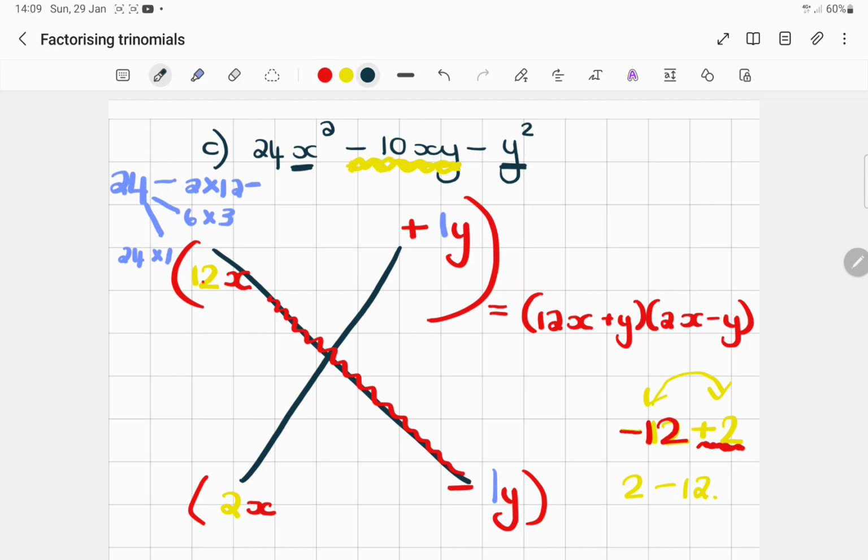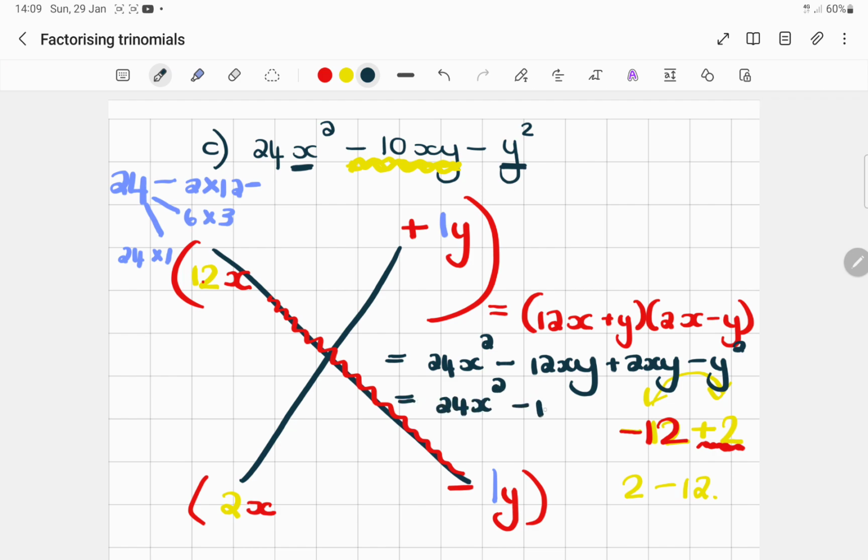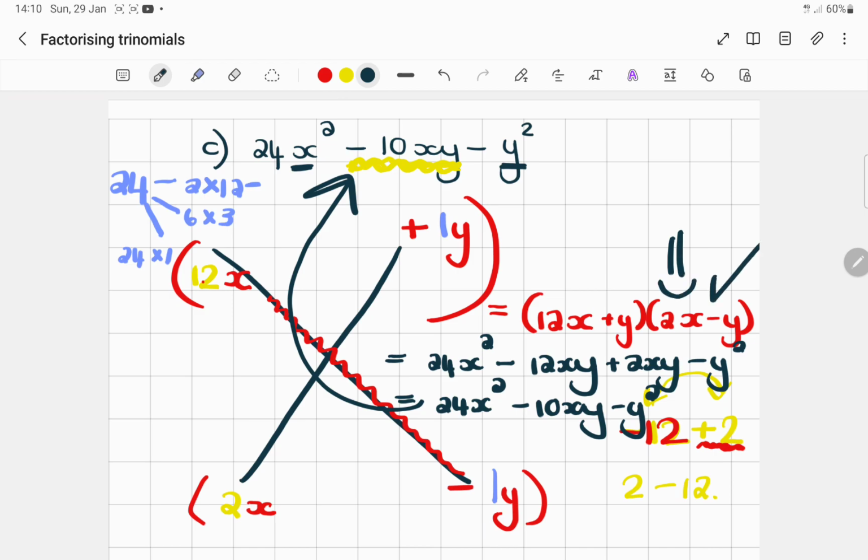So I'm just going to test it again. 12x times 2x is 24x squared minus 12xy plus 2xy minus y squared. And if you simplify that, 24x squared, minus 12 plus 2 is minus 10xy, minus y squared. Does it give me that original? Yes, it does. So I know this is correct.